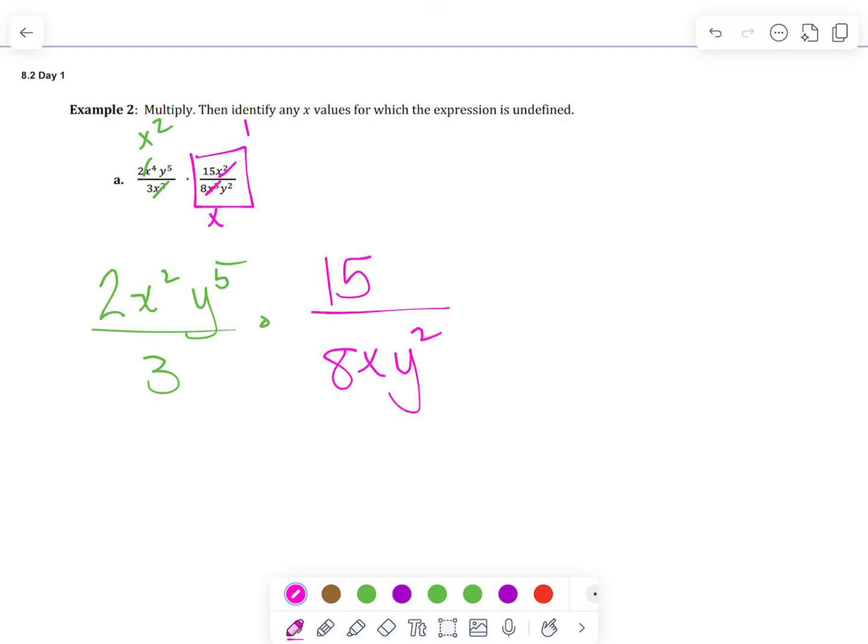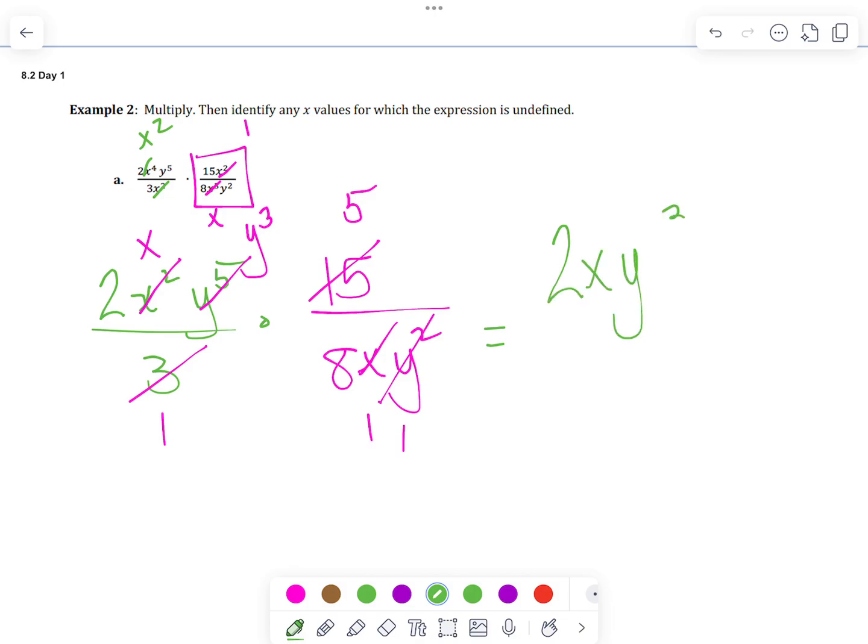Now let's see if we can simplify any common factors of the numerator and denominator within the fractions. If I look at this 15 and this 3, they both have a common factor of 3. So that'll become a 5 and a 1. I have a common factor of an x, so this becomes an x and a 1. I have a common factor of y squared, so that becomes a y cubed, and a y becomes a 1. So what's left? I have 2x y cubed over 1.